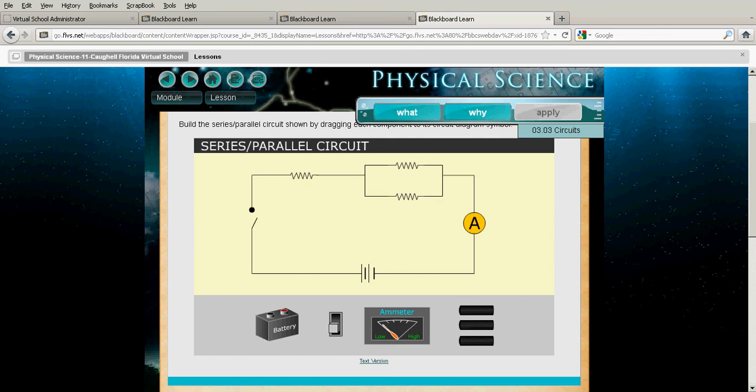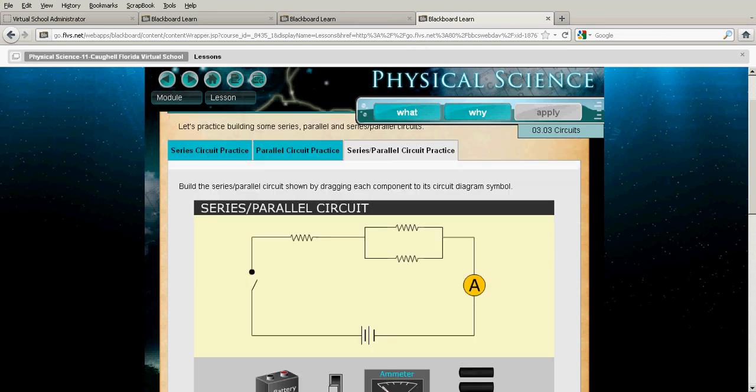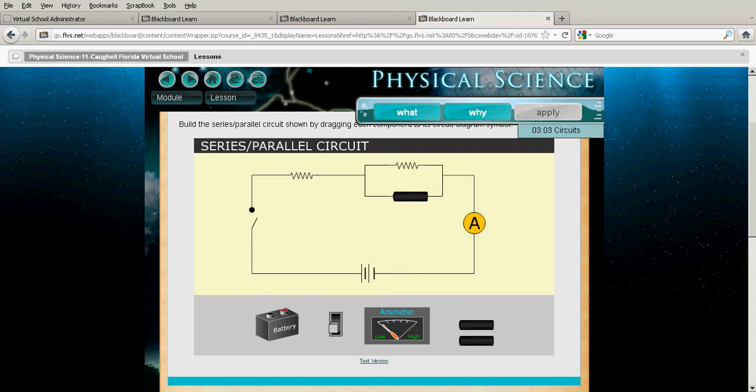All right, let's practice. Is this a series circuit or a parallel circuit? This one's a little bit of both.